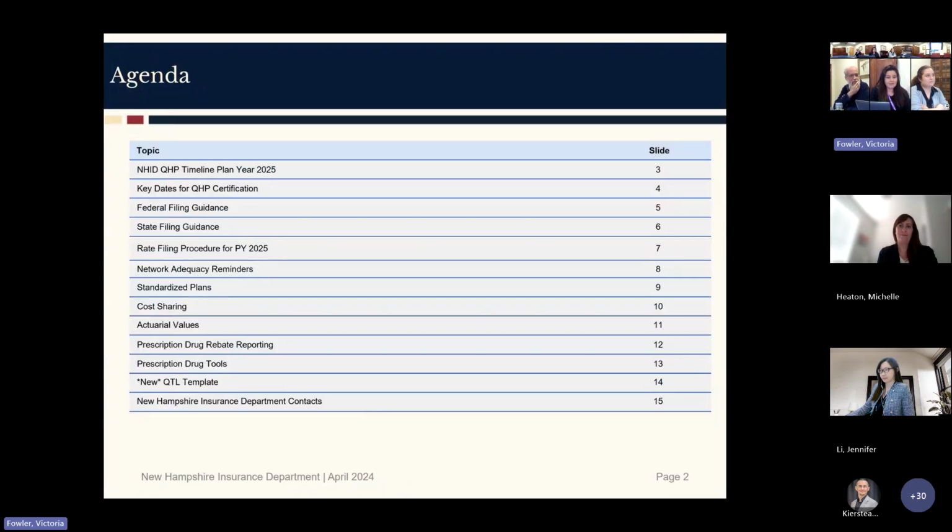Okay, so today we have our agenda here, and our agenda includes both state and federal timelines, guidance, tools, cost sharing, and rates, among other items for Plan Year 2025. There is one new item, our QTL template, and we will be discussing that later in the presentation. Today, our slideshow consists of 15 slides.